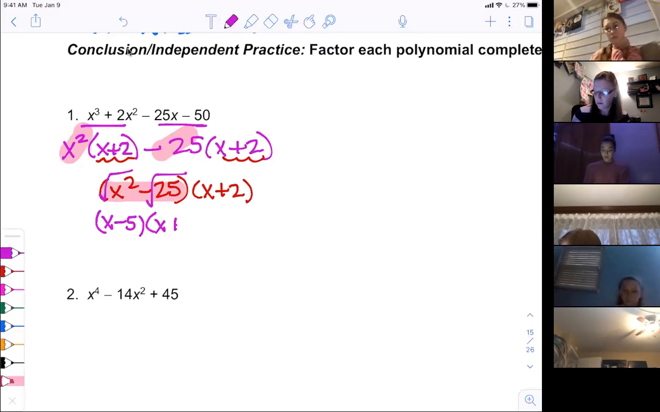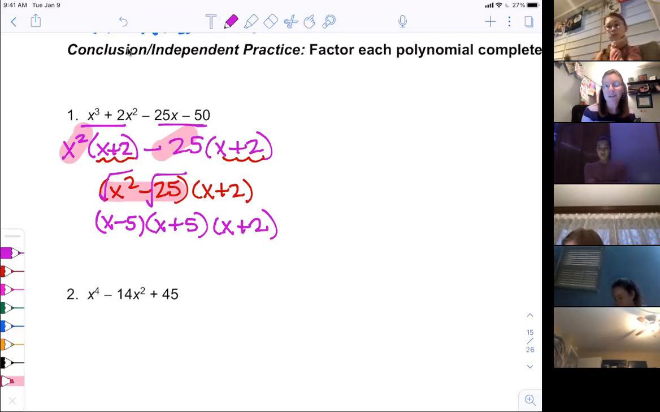There you go. And then you just bring down the x plus 2. We already got that from factoring, so it doesn't change. It is just an x. And when it's just an x, that's when it's prime. It's factored completely. So my final answer, x minus 5, x plus 5, x plus 2. Questions?